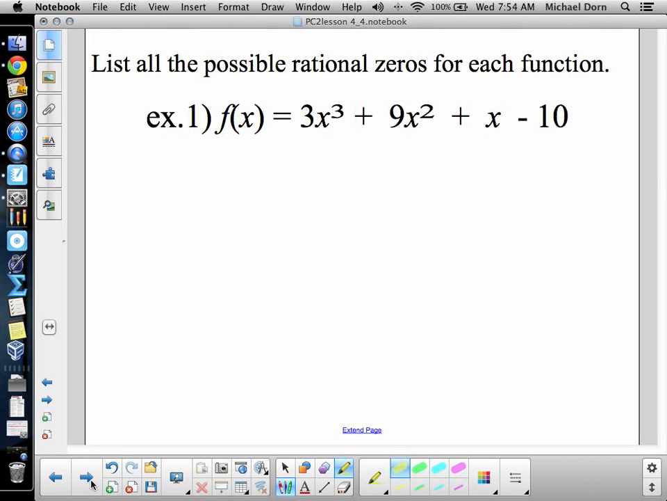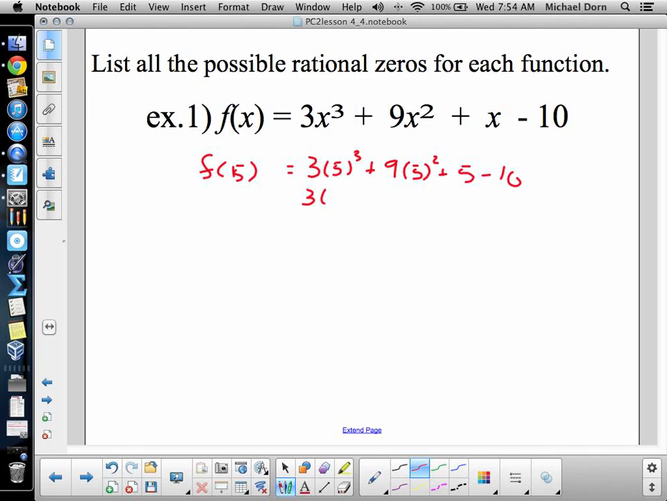Let's say I wanted to find f of 5. What we'd have to do right now is substitute in 5, right? We'd say, okay, that's 3 times 5 cubed plus 9 times 5 squared plus 5 minus 10. Then I'd have to take 5 cubed, which is 125. 5 squared is 25. So it's 375 plus 9 times 25 is 225 plus 5 minus 10. So that's 600, 605, 595, right?